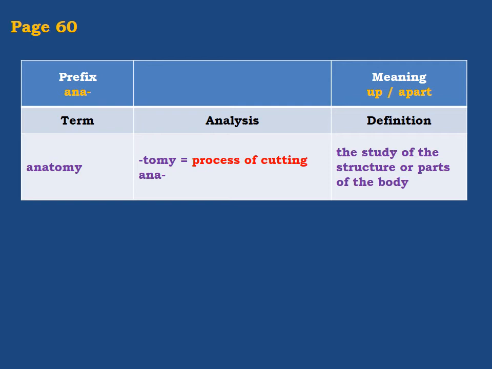Now, the meaning: the study of the structure or parts of the body. Here, as I told you, sometimes there are exceptions. The meaning is not exactly the meaning of the parts put together. So when we come across an exception like this, you have to learn it as it is. We have learned this before, the meaning of anatomy. Maybe the meaning itself sometimes looks different, so you have to learn it as it is. This is an exception.